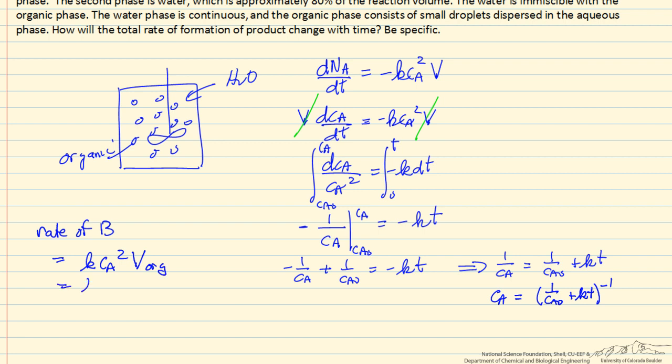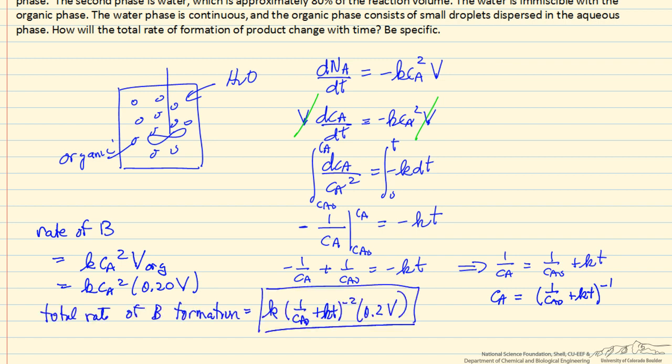And we could, of course, write this as 0.20 times the total reactor volume. 20% is organic and 80% is water. And so our overall total rate of B formation is given by this equation where V is the total reactor volume, and the concentrations, Ca0, and of course the concentration of A in this calculation is the concentration in the organic phase.